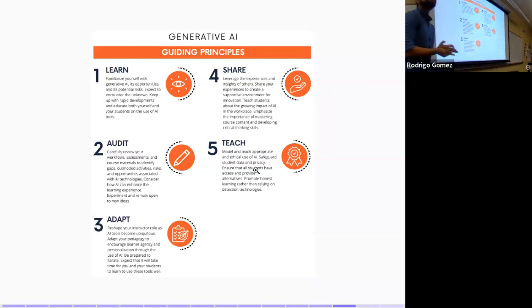And finally, teach. Here I am sharing what I have learned. Please pass it on. Please go do a presentation of your own somewhere that others presenting can't be. Maybe there's a conference about a different discipline. Go to it, bring AI to it. Maybe there's already AI there, but see what the field is looking like within your own discipline. Promote honest learning rather than relying on detection technologies.